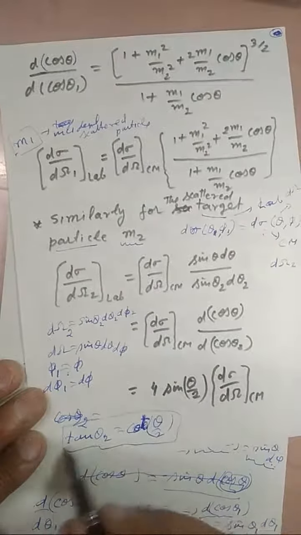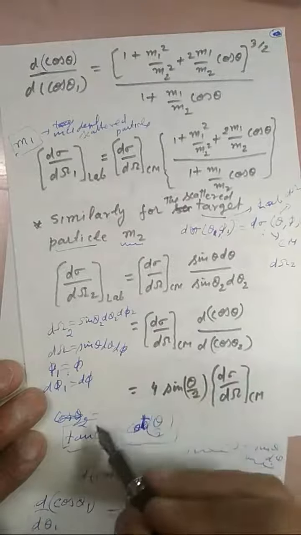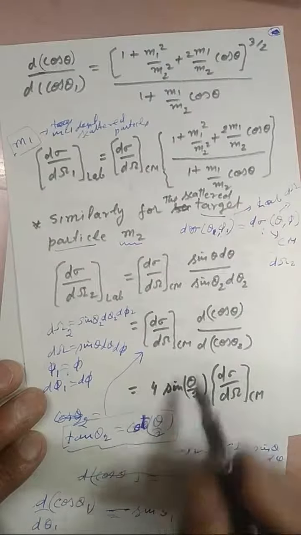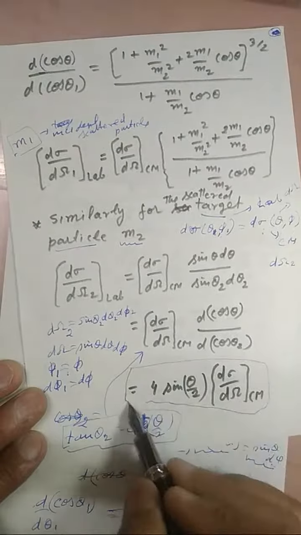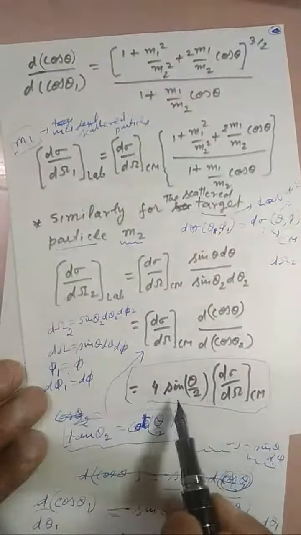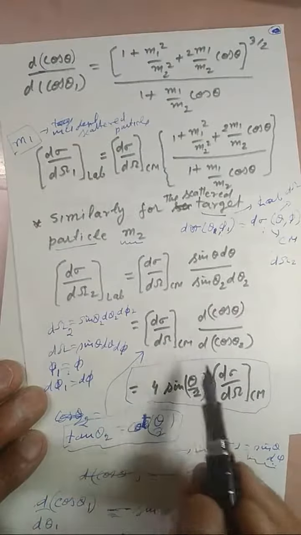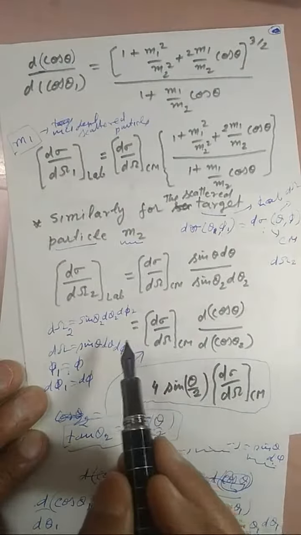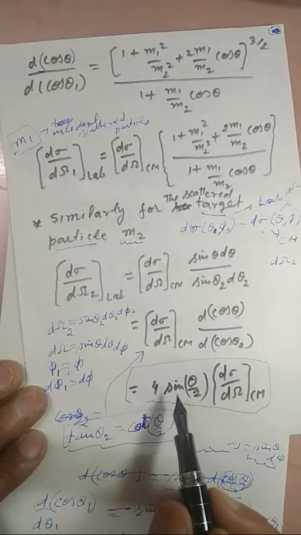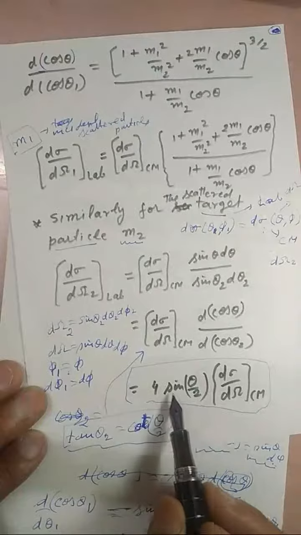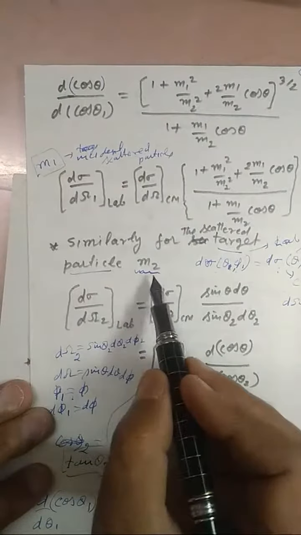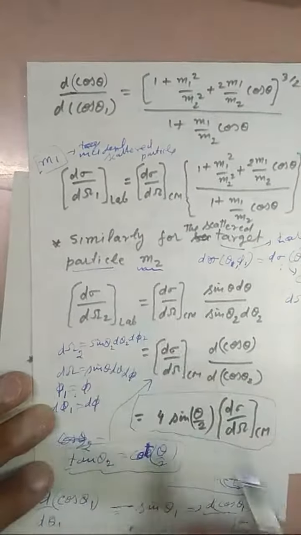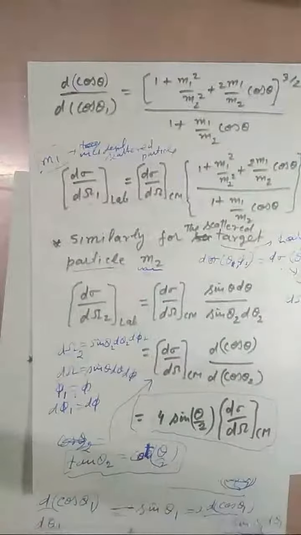Using this relation and substituting here, finally we get this type of relation, and this relation is representing the connection formula, or connecting the lab and center of mass differential cross section for the scattered particle m2. So in this fashion we can derive the connecting formulas. Thank you.